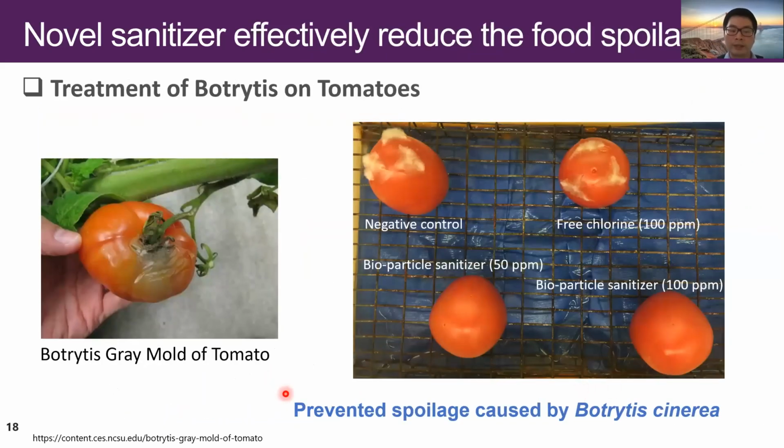We can also use this approach to prevent food spoilage. So we have tomato, and we inoculate the tomato with botrytis strains, and then we spray with 100 ppm of free chlorine, and after 4 to 5 days, the tomato still gets mold. But if we use even a low concentration, 50 ppm of chlorine on our particles, these tomatoes didn't get any mold after 4 to 5 days of incubation.